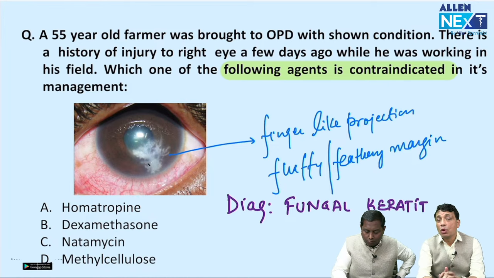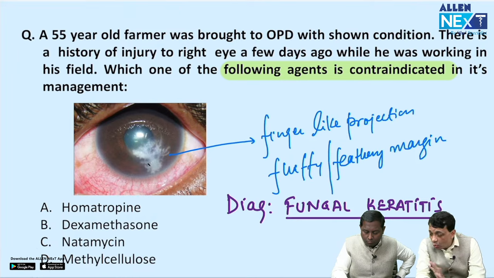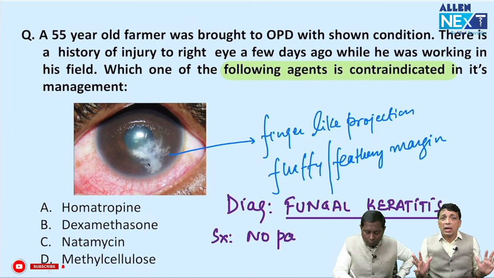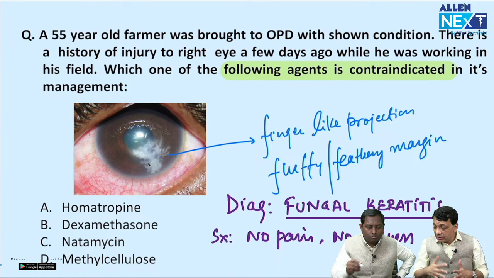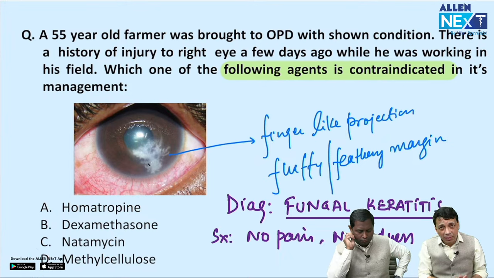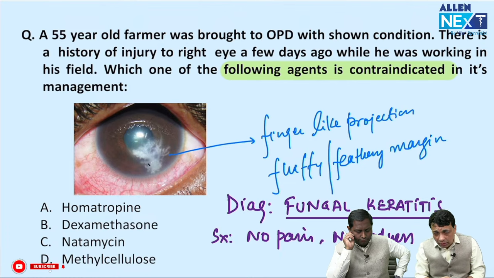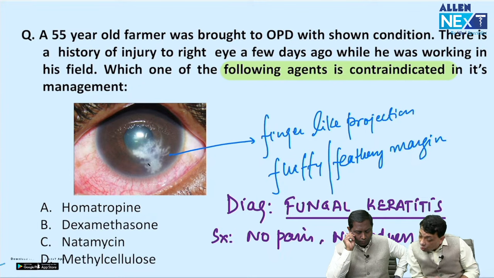It has not much in the way of symptoms. The patient has no pain, not much redness, no watering. He's very comfortable, but he doesn't have symptoms when he comes to us. That's why he comes to us late. And when you see this, we tell him it's fungal keratitis by the typical appearance. But always remember it's not always classic textbook like this. So we have diagnosed fungal keratitis, and the question is, which is contraindicated.